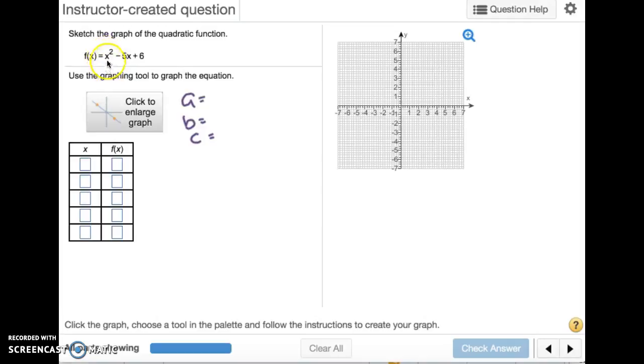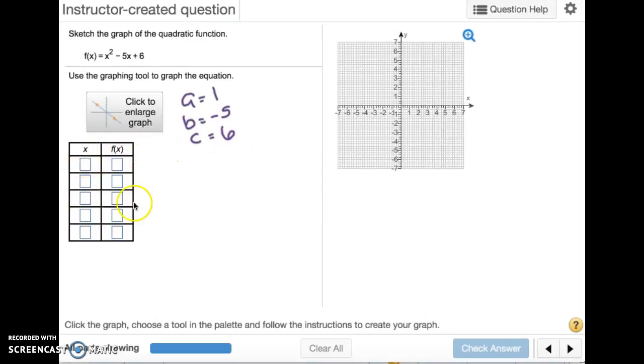So my a is the number in front of x squared, which is 1. My b is the number in front of the x, and I take that sign with it, so it's -5. And my c is the number that does not have a variable, so that is just 6.